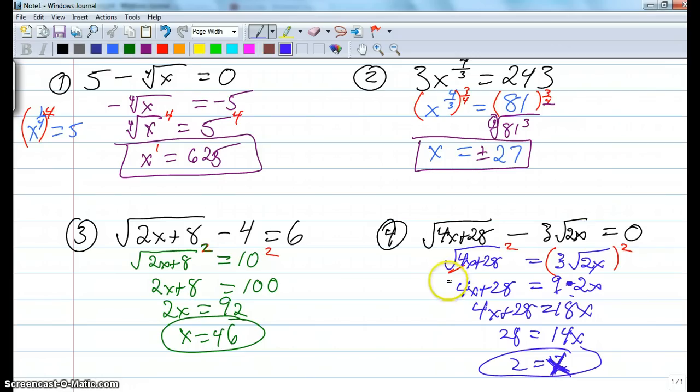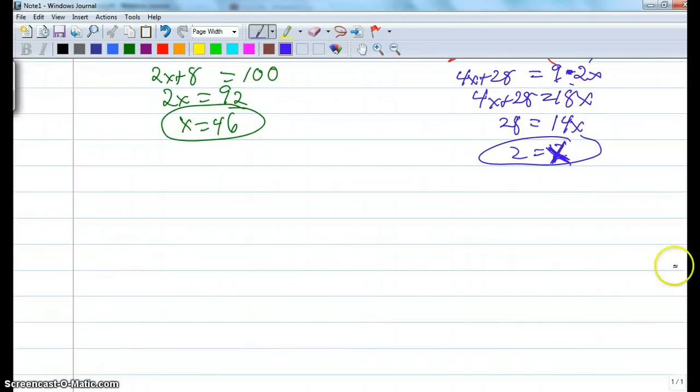8 plus 28 is 36. Square root of 36 is 6. Minus 2 times 2 is 4. The square root of 4 is 2 times 6. 6 minus 6 is indeed 0. So we're right. All right, example 5.